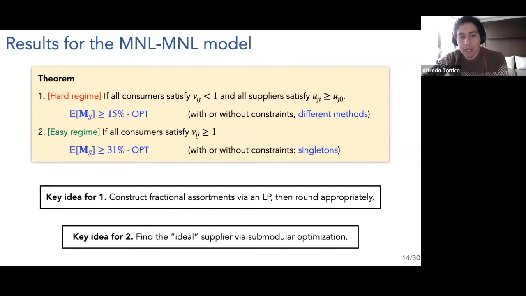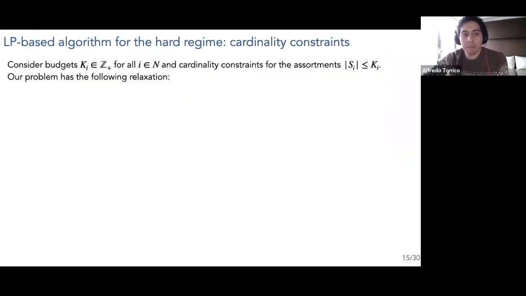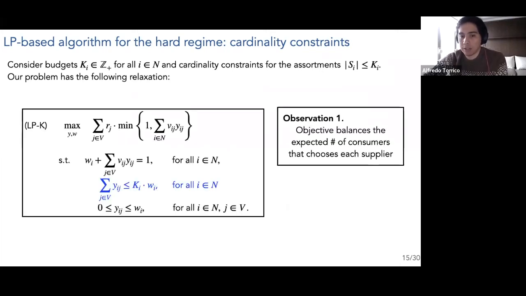Okay, so let me give you a brief idea of what the main algorithm for the hard regime is. We're going to consider only the cardinality constraints, and then I'm going to mention briefly how to do the unconstrained setting. So let's say that menus have to satisfy this budget constraint for each consumer. So our problem has the following relaxation. We have the following upper bound for our problem.